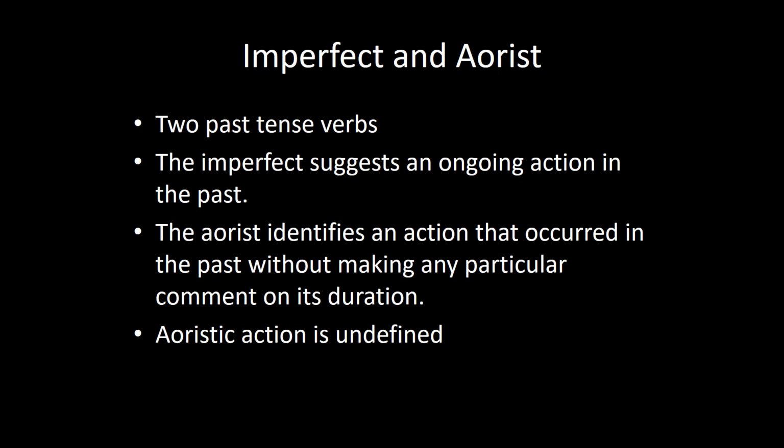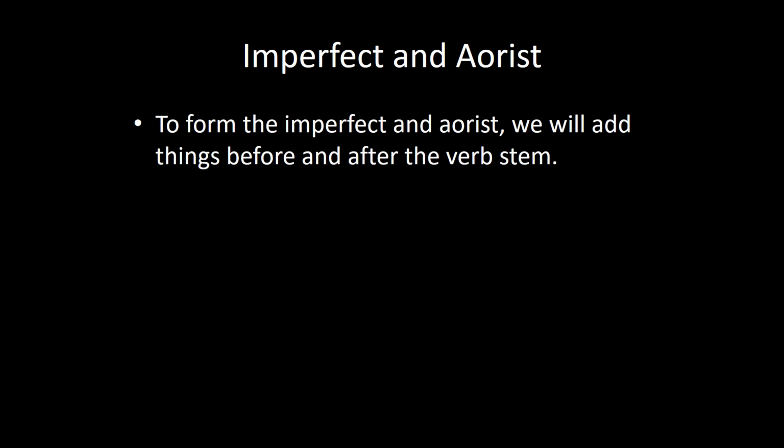The word aorist, and this is not a word you've probably ever seen before, simply means undefined. So think aorist, no comment. The distinction that we're talking about here is one of aspect. Aspect is a word that means kind of action. So to form these past tense verbs, we're going to put some things before the verb stem and some things after the verb stem.